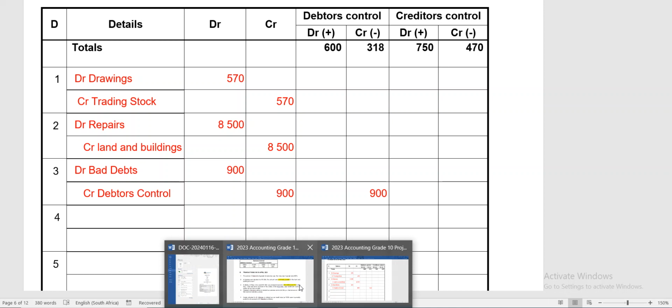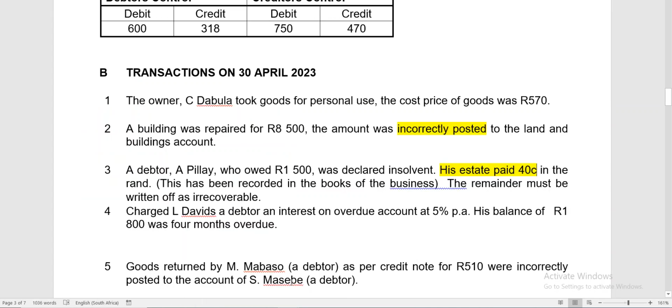So according to number 4 here, they're saying that we charged L. Davids, a debtor, interest on overdue account at 5% per annum. His balance of 1,800 was overdue for 4 months. So we are charging this person interest on overdue account for 4 months, and we know that interest on overdue account will increase his debt, which means that debtors control is also affected. But remember, when we charge that person interest on overdue account, as a business we are earning income, which means that we will have to debit debtors control and credit interest on overdue account. Okay, so let's do it like that.